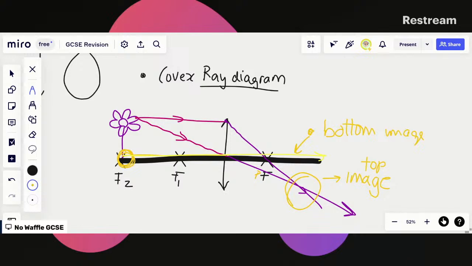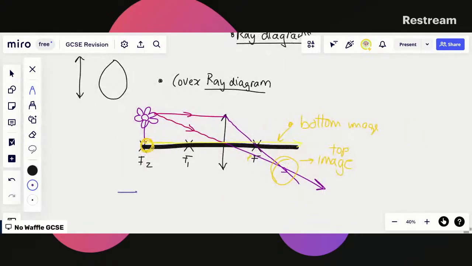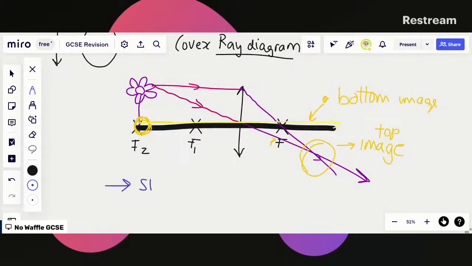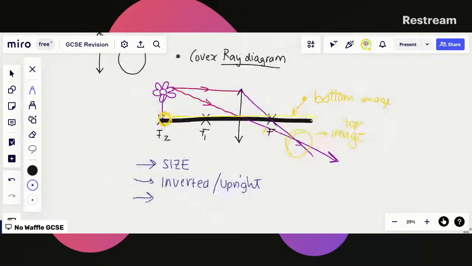Okay, now there are some key things that you need to remember here. If you're ever asked to describe an image, then you'll be asked about three key things. Firstly, the size of the image. Is the image produced bigger than the object, or is it smaller? Secondly, you need to talk about, is the image inverted? Like we said, is it upside down, or is it the right way up, so upright? And the third thing that you need to do when commenting on a ray diagram is looking at, is it a real image or is it virtual? And that's based on our understanding of whether it's convex or concave.